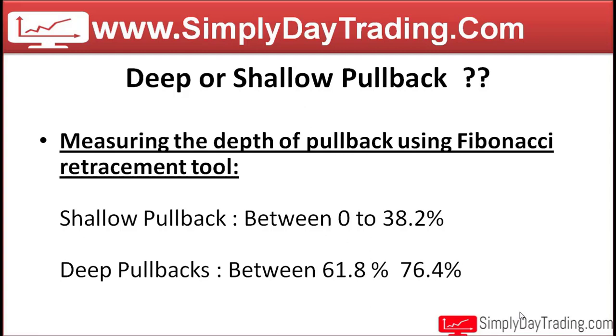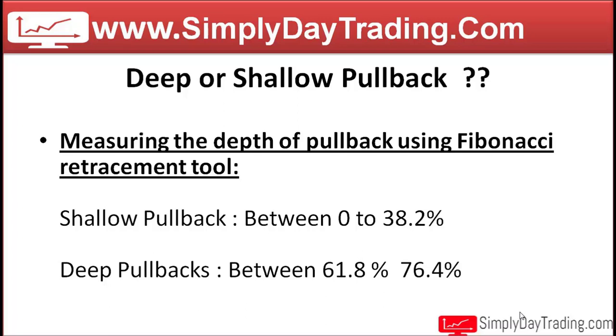If the depth of the pullback is anywhere between 0 to 38.2%, we will call it a shallow pullback. Similarly, if the depth of the pullback is anywhere between 61.8 to 76.4%, we will call it a deep pullback. So now we can easily differentiate between a deep pullback and a shallow pullback by just measuring the Fibonacci retracement. We don't have to visually distinguish them.